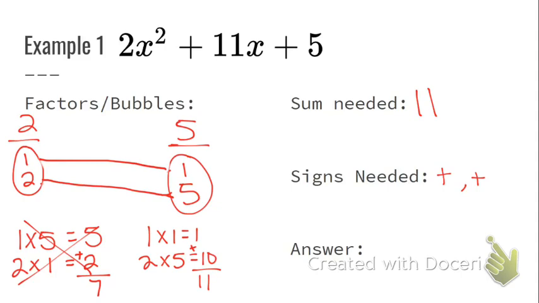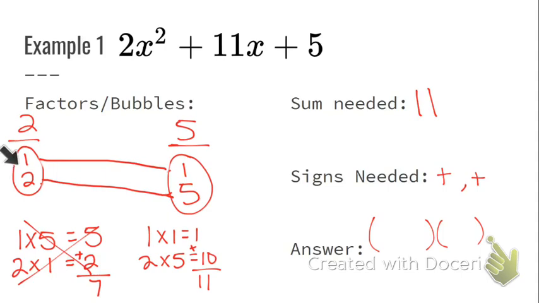Here's the tricky part. We found our bubbles. We found which way they're supposed to get matched up. Writing your answer gets a little bit tricky. I said we need 2 binomials, so I'll make my 2 sets of parentheses here.